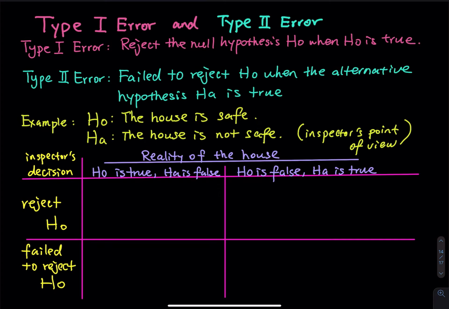However, there is a statement H naught still on the table. So fail to reject H naught means H naught is still on the table. But in the meantime, you take HA, say it is true, and then walk away. So this is a type 2 error.